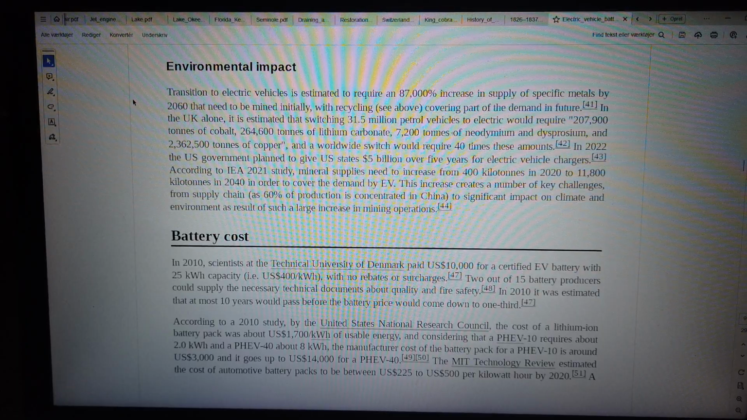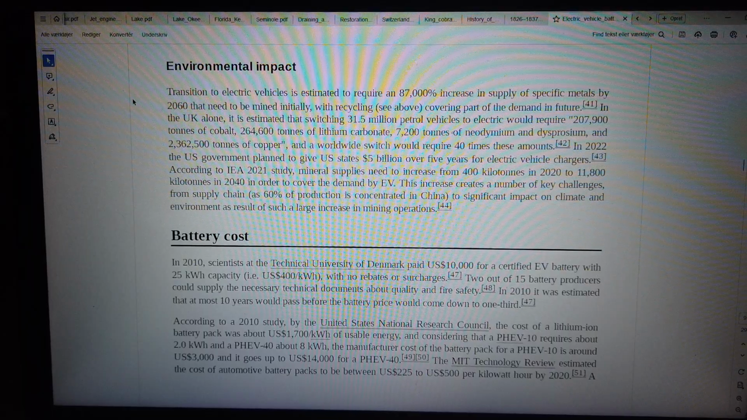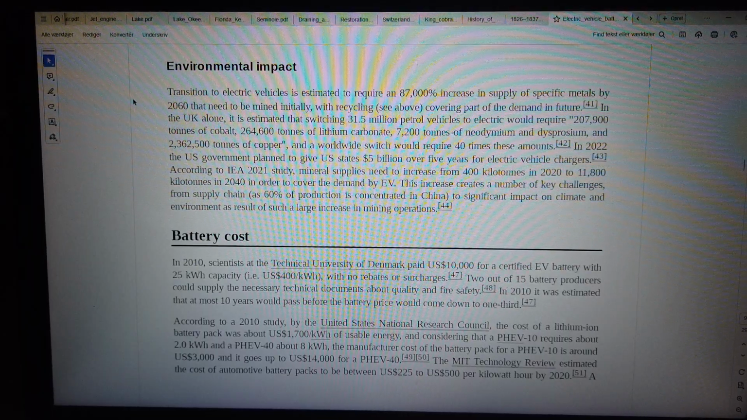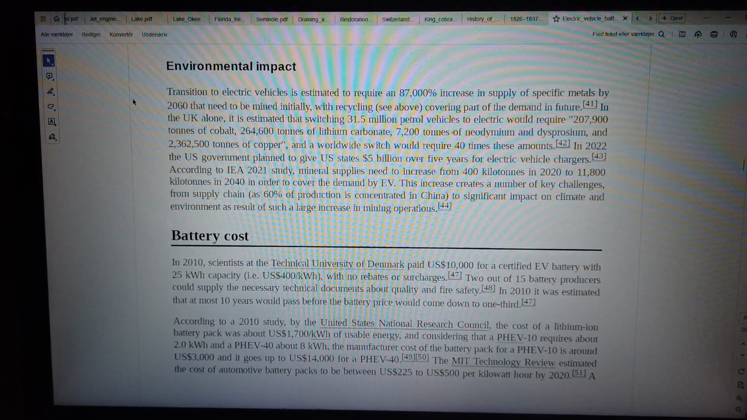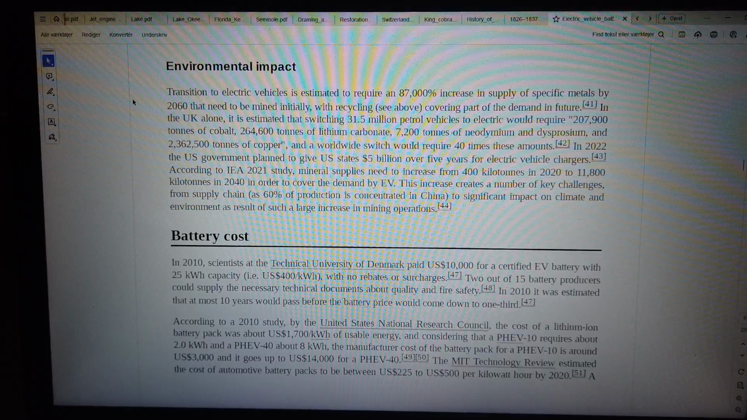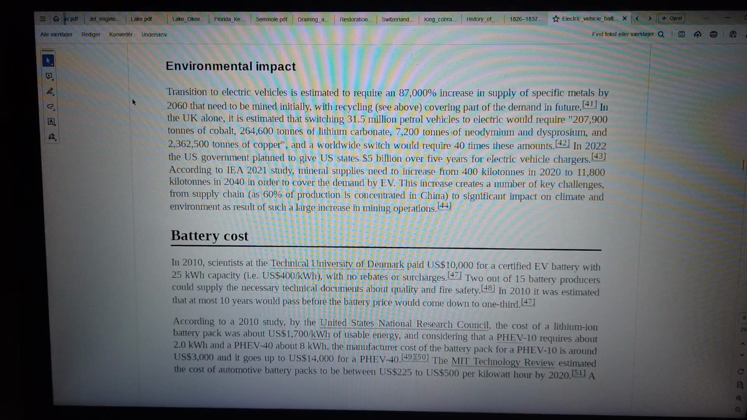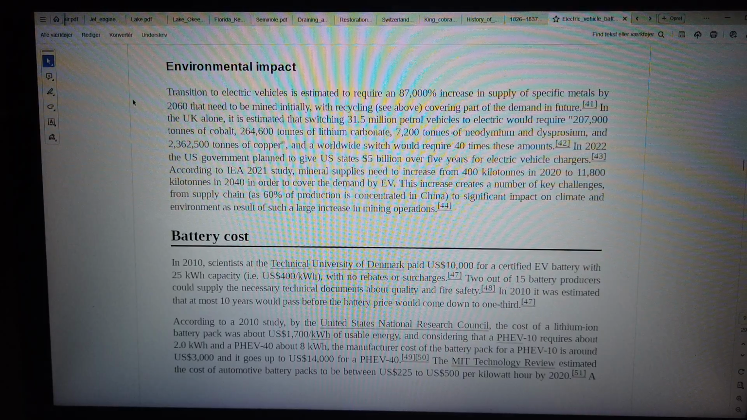47. According to a 2010 study by the United States National Research Council, the cost of a lithium-ion battery pack was about $1,700/kWh of usable energy, and considering that a PHEV 10 requires about 2.0 kWh and a PHEV 40 about 8 kWh, the manufacturer cost of the battery pack for a PHEV 10 is around $3,000 and it goes up to $14,000 for a PHEV 40.